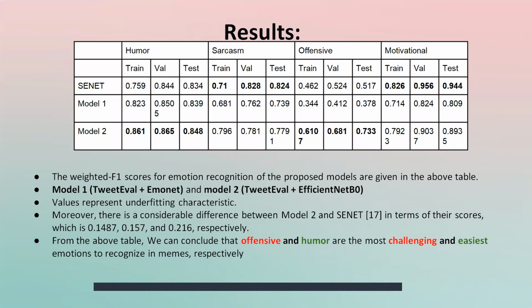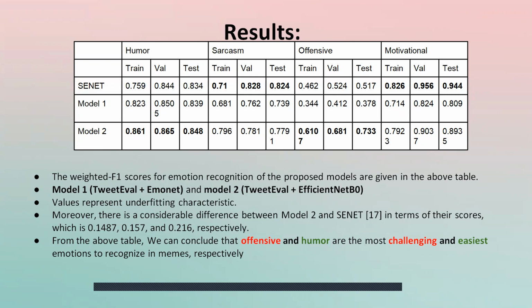So here we have chosen CNET, which is a baseline model, the only existing model available which is actually tested on the Memotion 3 dataset. Model 1 is TweetEval plus Emonet. Model 2 is TweetEval plus EfficientNet. And we have observed that model 2 has exceeded the performance of CNET in a significant way.